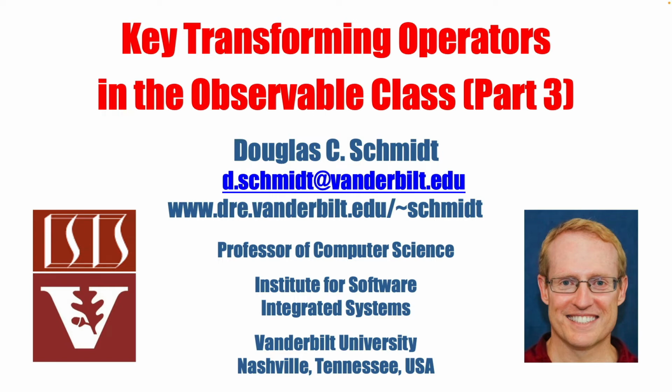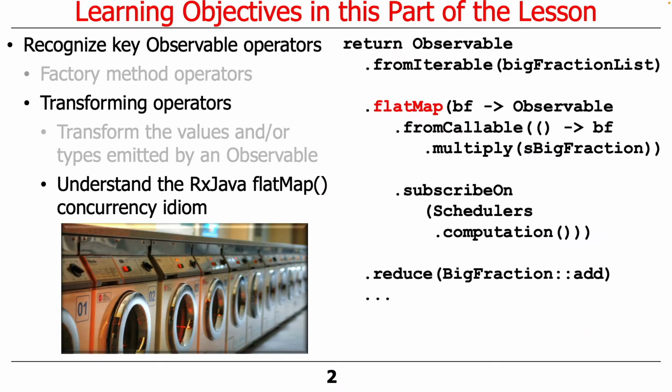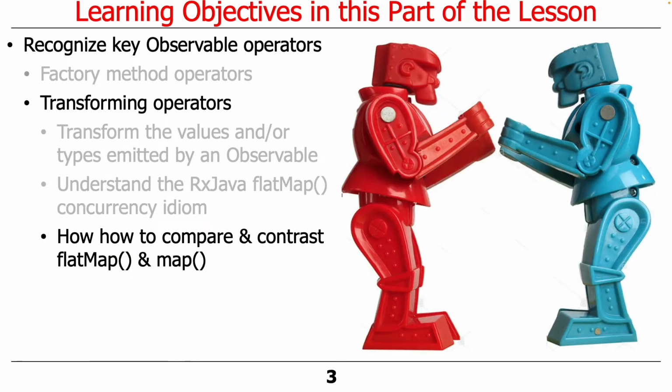Okay, what we're going to do now is talk about yet another dimension of transforming operators in the observable class, focusing on the use of the RxJava flatMap concurrency idiom. We're also going to talk about how to compare and contrast flatMap with map, because those methods don't actually appear very similar at first glance, but they look a little similar. They both have mappers, but they behave in quite different ways.